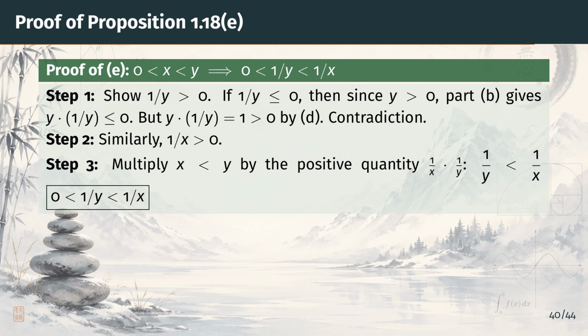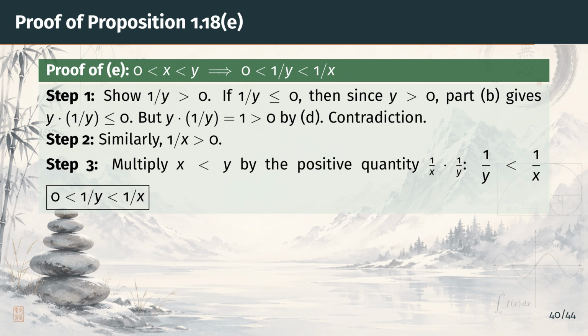Reciprocals. For Part E, we first show that 1 over y is positive. If 1 over y were 0 or negative, then since y is positive, their product y times 1 over y would be at most 0 by Parts B and A. But y times 1 over y equals 1, which is positive by Part D. That is a contradiction, so 1 over y must be positive. The same argument shows 1 over x is positive.